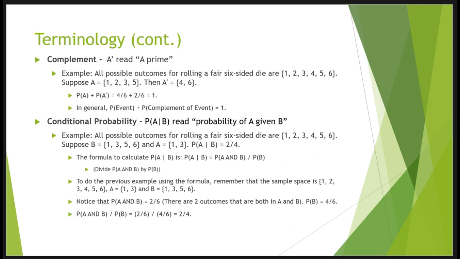A and B, where do they intersect? Well, 1 and 3. So the probability of A and B is 2. There are 2 that they have in common out of a total of 6. So 2/6 right here. Divided by the probability of B. So B has 1, 3, 5, 6, which is 4 out of a total of 6. So when you do that, the answer is 2 over 4, or we could reduce that to 0.5. So the probability of A given B is 0.5 or 50%.